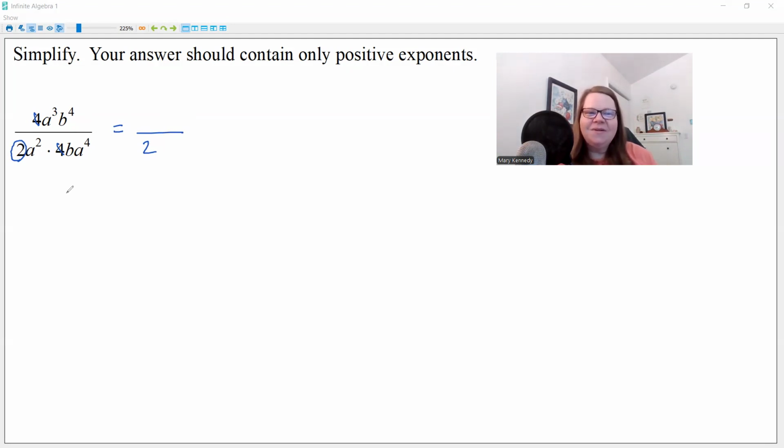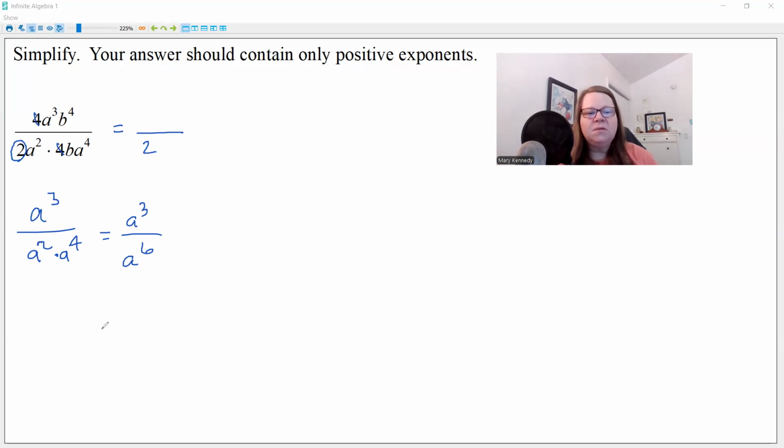All right, let's focus on the a's next. I have a cubed over a squared times a to the 4th. Well, you know with the product property that if you're multiplying the same base, the same variable or number, you write that base down and then you add the exponents. 4 plus 2 is 6. So I've got a cubed over a to the 6th.